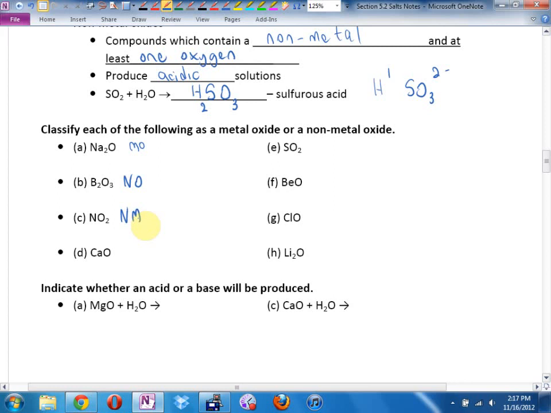D. Oh, I wrote non-metal. Oh, heck, actually NM. I should probably go like this. How about non-metal oxide? Hey, that works. C, metal oxide. E. Non-metal oxide, sulfur. F, beryllium, metal oxide. G, H.